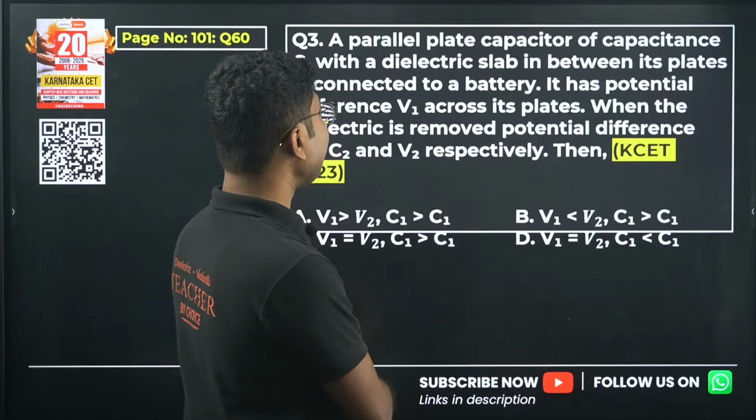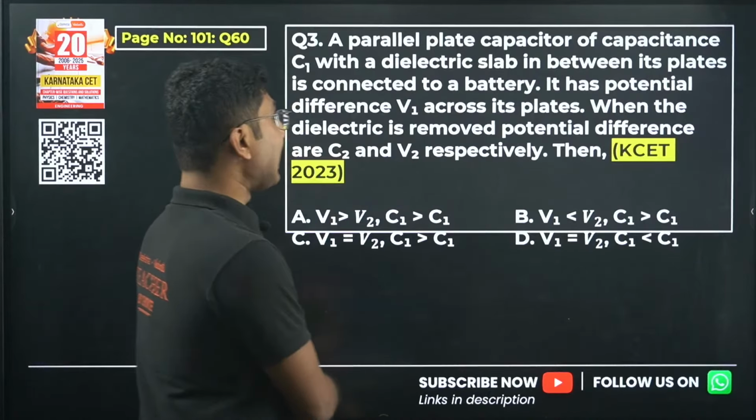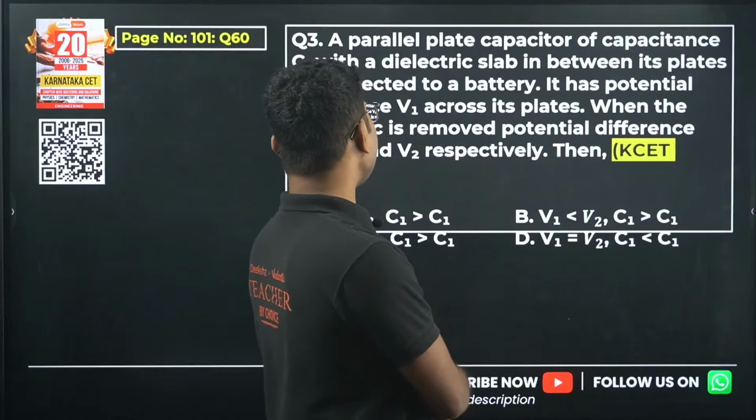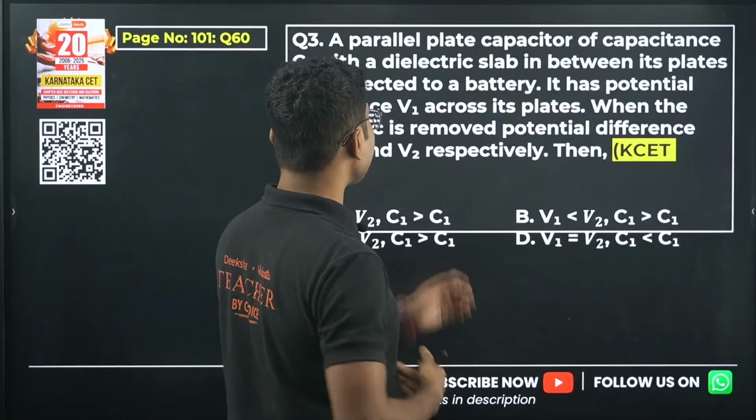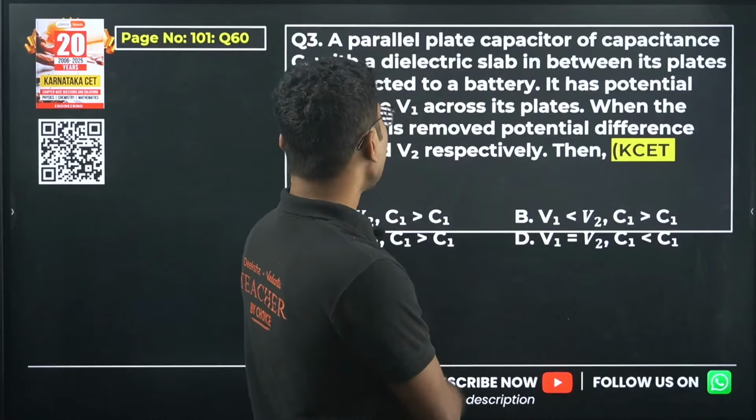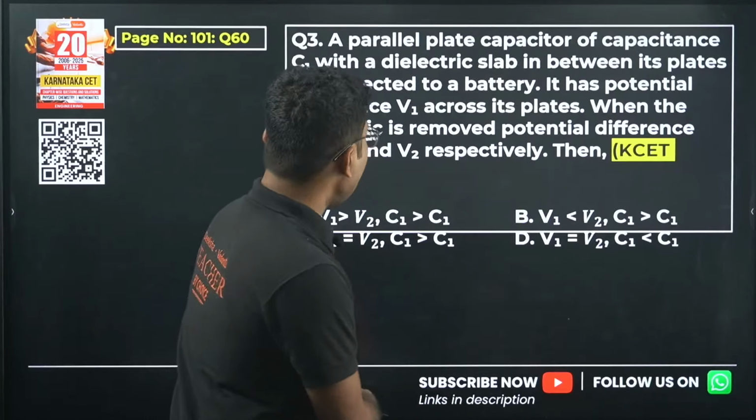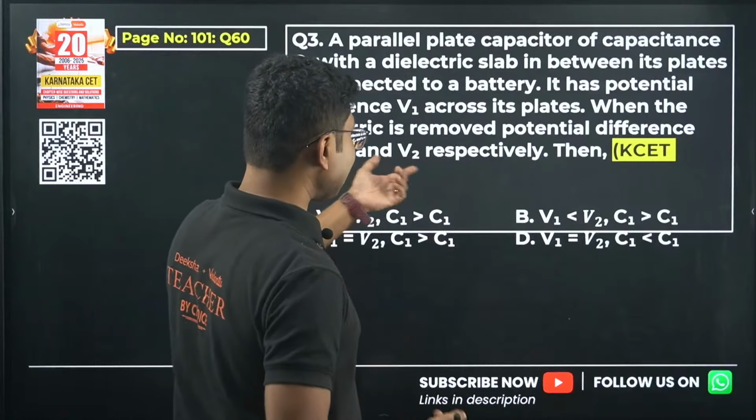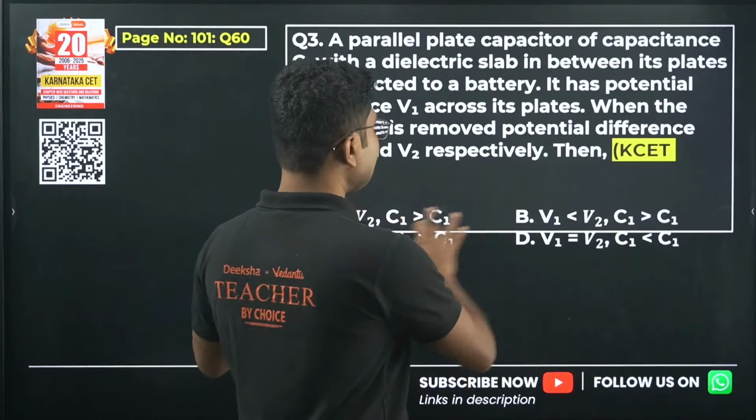A parallel plate capacitor of capacitance C1 with a dielectric slab between its plates is connected to a battery. It has a potential difference V1 across the plates. When the dielectric is removed, the capacitance and potential difference are C2 and V2 respectively. Then what is the relation?